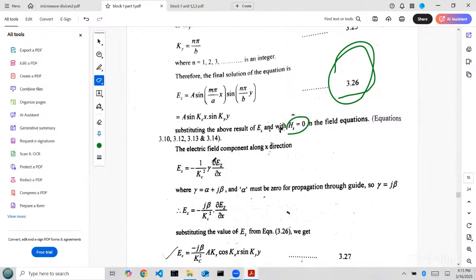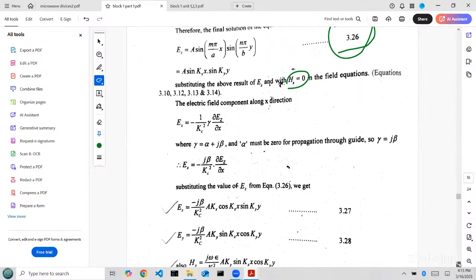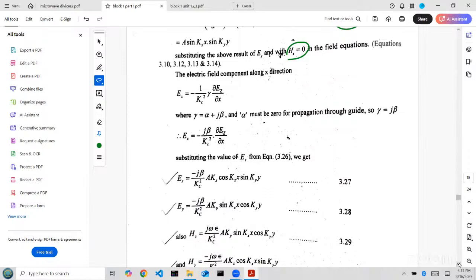Just observe here, you have the Ex, Ey, Hx, Hy equations. Where did these come from? The last field equations. Observe 3.10, 3.12, 3.13, 3.14.